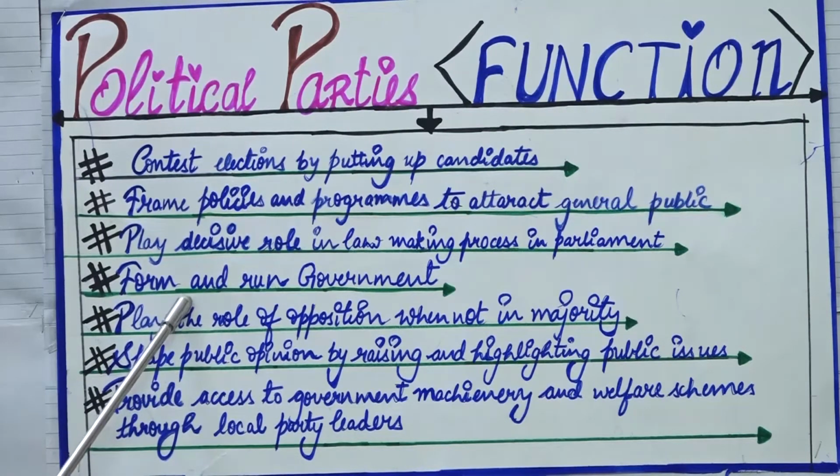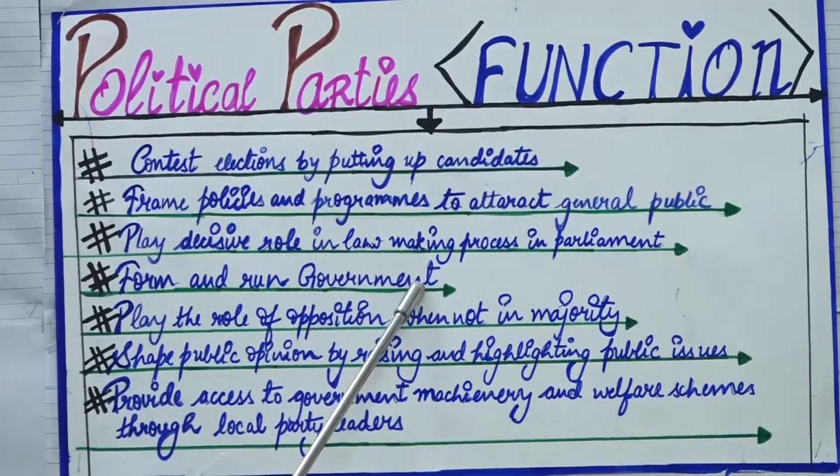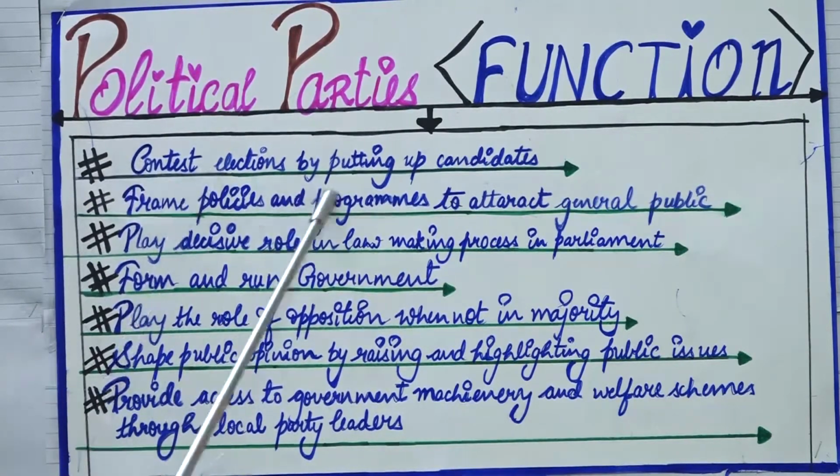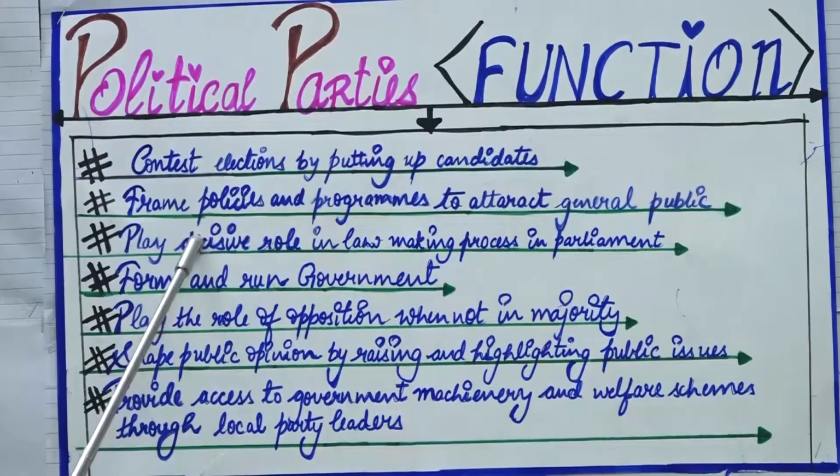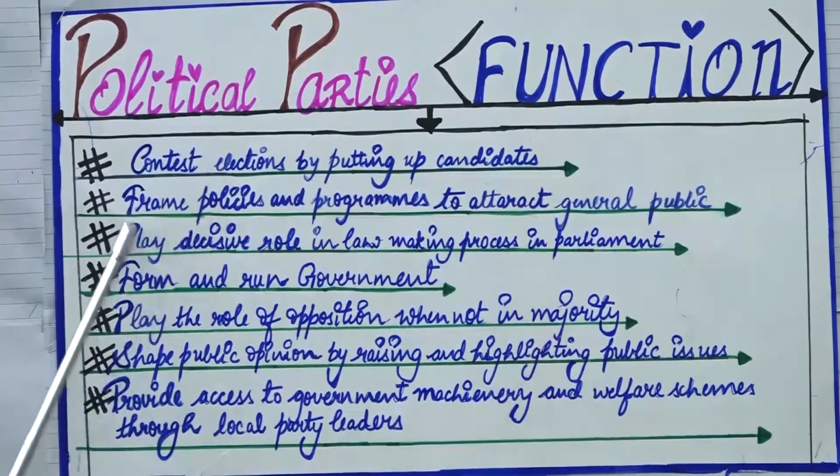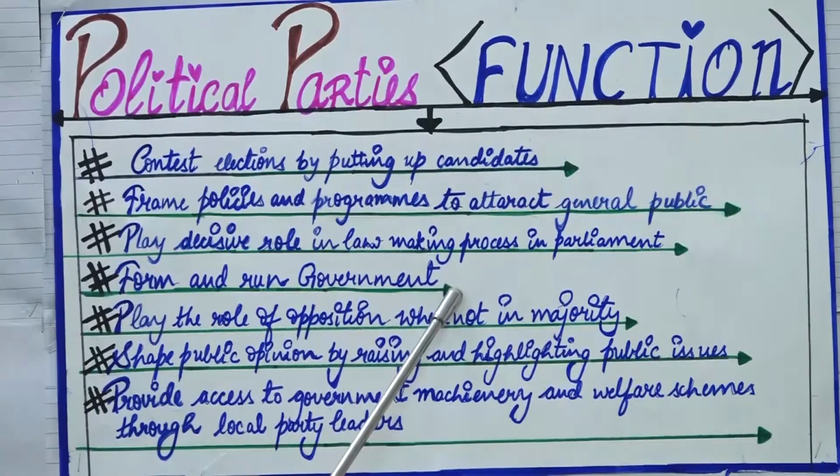The fourth function of the political party is to form and run the government. As we have seen, the parties contest the election. After that, certainly, if the party wins the election, they form and run the government.